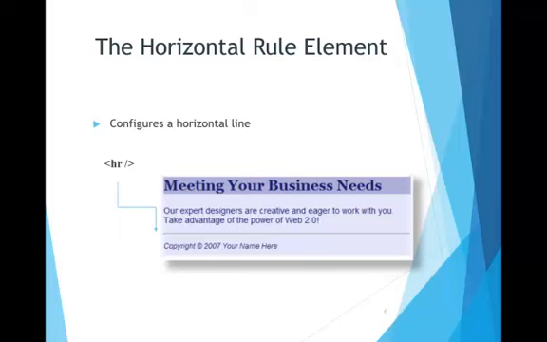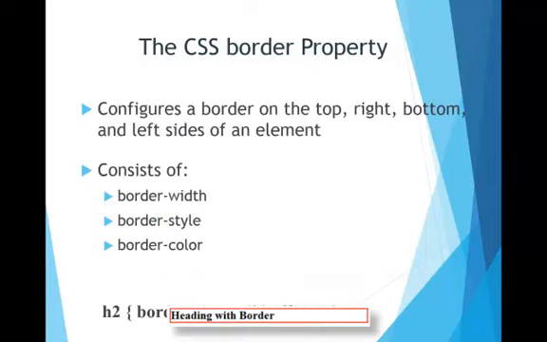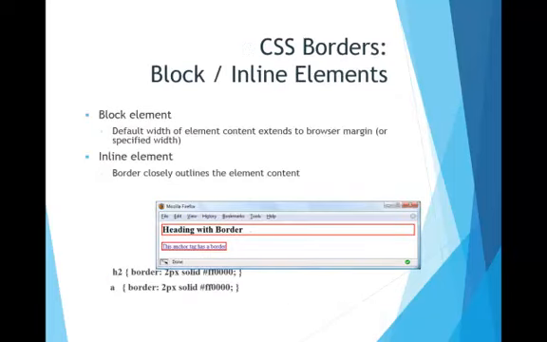Now the HR element will configure the horizontal line, meaning just that straight line across separating the sections of your design. What we can do is we can configure a heading with a border to do a top, right, bottom, and left side, and we do this with the CSS of border width, style, and color. If you want to do a CSS border with inline elements, you can default the width element and extend that to the browser margin like we did in the example in the video before. You can see that this is done by changing the CSS for the H2 tag and the A tag.